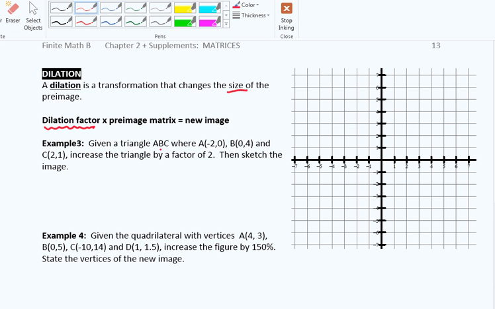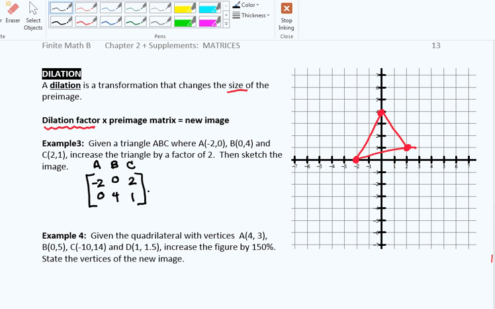Okay, so given a triangle ABC where A is negative 2, 0, B is 0, 4, and C is 2, 1, increase the triangle by a factor of 2. That's basically saying I want to double this figure. So I'm going to start off with my matrix that represents my vertices here. A is negative 2, 0, B is 0, 4, and C is 2, 1.